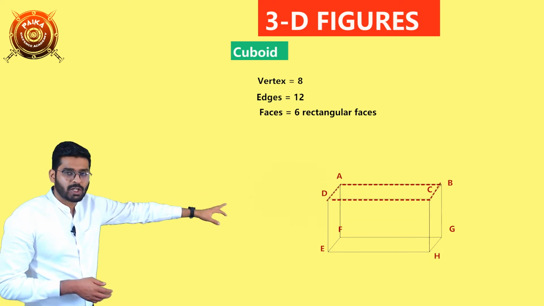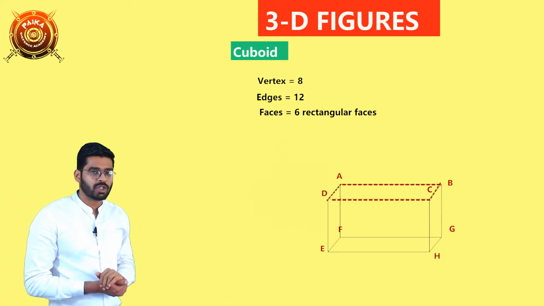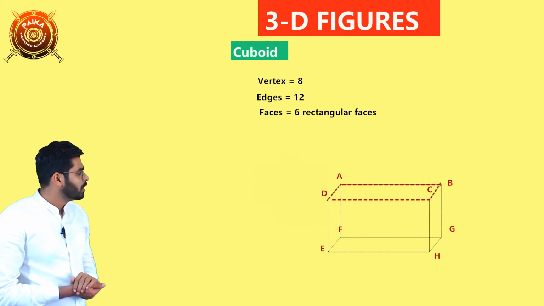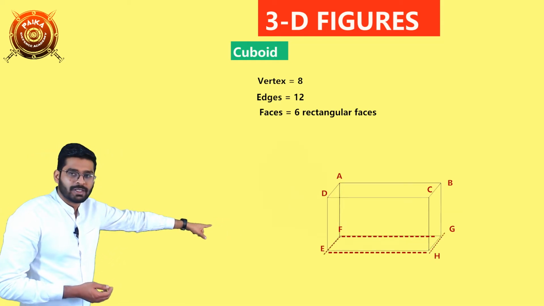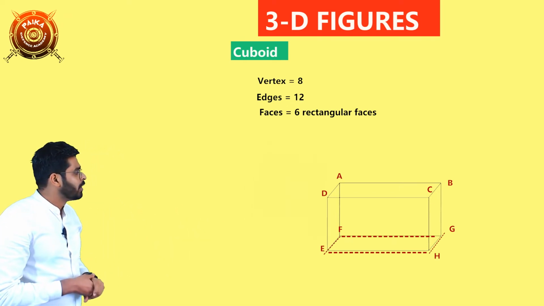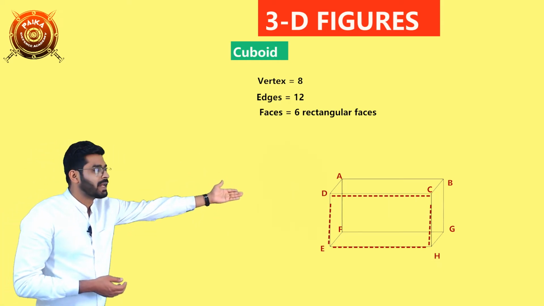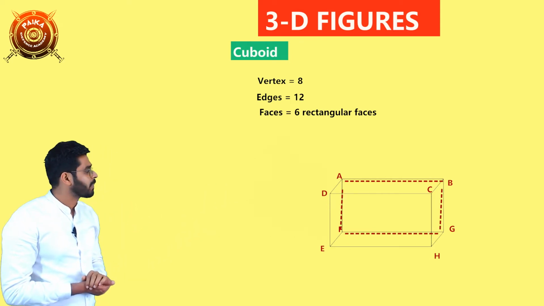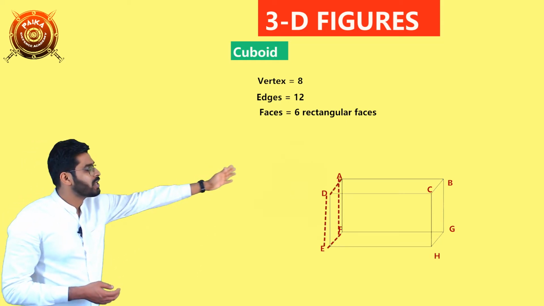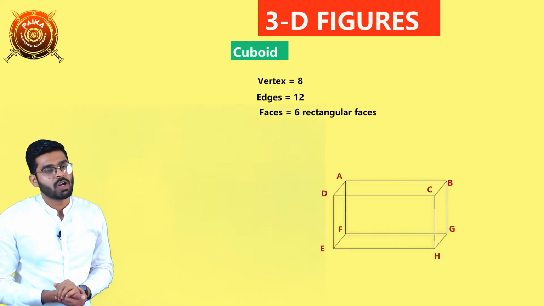This first rectangular face is ABCD, the topmost rectangular face. Now this is the bottom rectangular face, EFGH. So till now we have counted 2 rectangular faces. Now this is the front rectangular face, CDEH, and this is the back rectangular face, ABGF. This is the side rectangular face, ADEF, and the other side rectangular face is BCHG. So we have 6 rectangular faces of the cuboid.